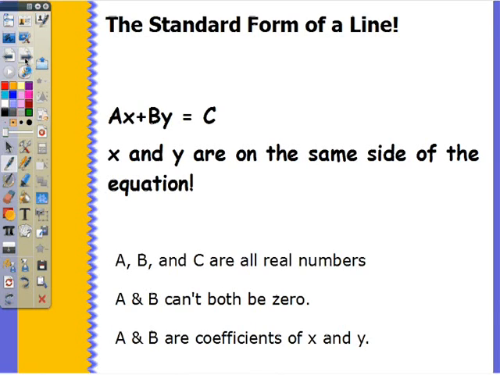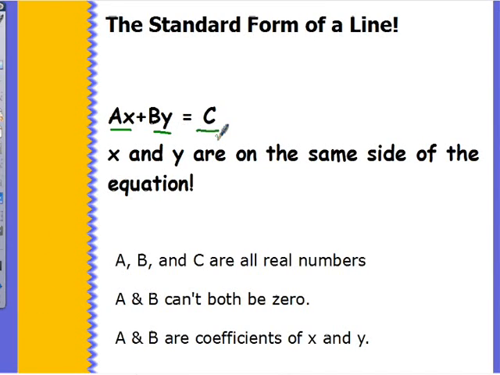Here's the basic standard form equation of a line. Ax plus By equals C. And you'll always see the x and the y in the equation of the line. And when it's in standard form, they're going to be on the same side of the equation. That's the easiest way to tell that something is in standard form. X and y are on the same side of the equation.